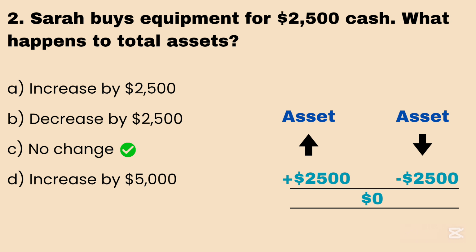Number 2. Sarah buys equipment for $2,500 cash. What happens to total assets? When Sarah buys equipment for $2,500 in cash, cash decreases by $2,500, but equipment increases by $2,500. Since the total value in assets stays the same at the end, there is no change in total assets. Therefore, the answer is C, no change.